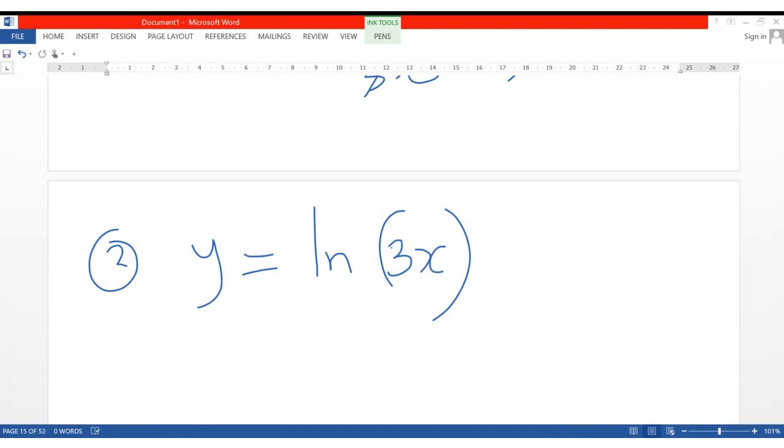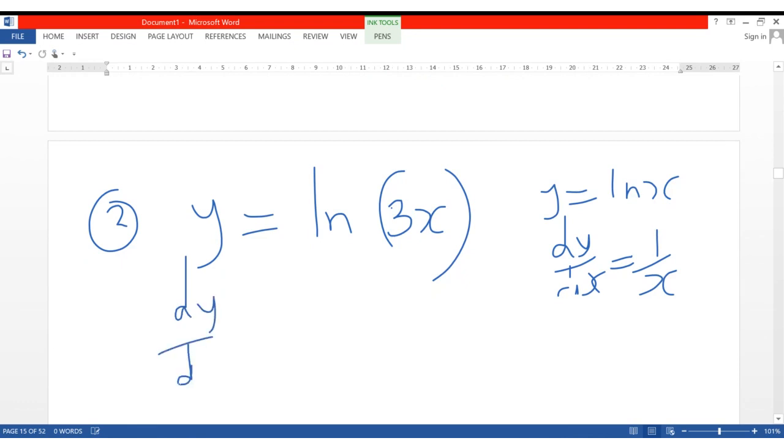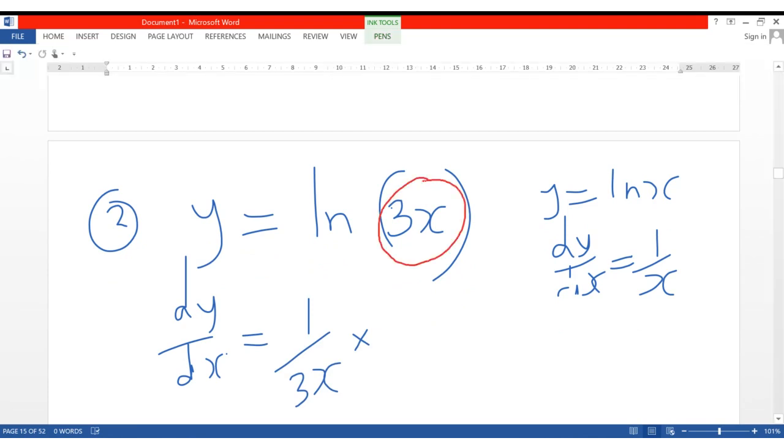Check this one out. What is happening when you have y equals ln x? When you differentiate, you get dy over dx equals 1 over x. So the ln, when you differentiate ln, it takes everything to the denominator. So I'll have 1 over 3x. But you remember to differentiate inside the power, the one that I'm circling in red, this one here. You differentiate inside the bracket. When you differentiate 3x, you get 3. That's why you're getting the answer to be 1 over x.